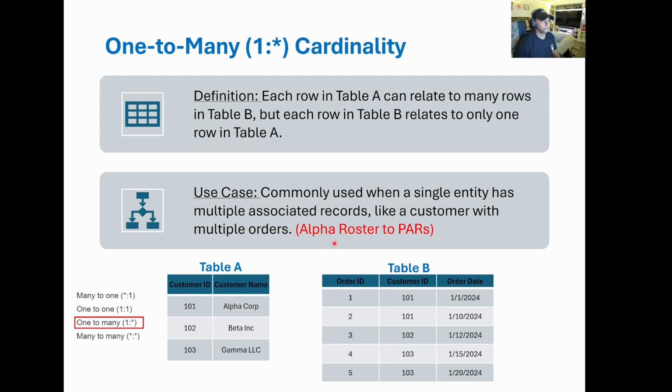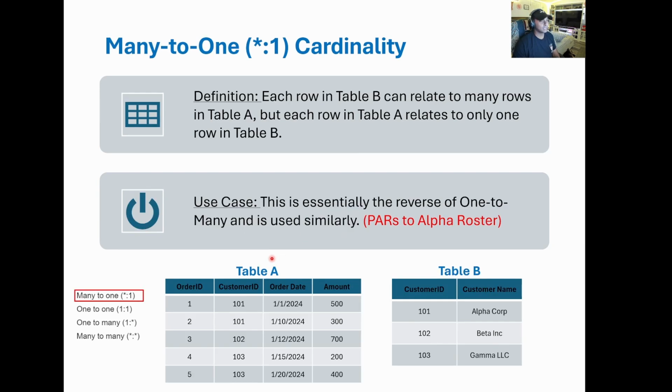The way we can use it within the HR realm is by taking the alpha roster, table A, and then seeing every PAR that's associated with a certain member. Now you can see everything that's in queue, in process, or completed for that one individual. Next up, you have many-to-one. This is the same exact process as the last one, but flipped. Now in table A, you have all your customer IDs that may be duplicated because you have numerous order dates and amounts, and table B is your unique value. So now we're looking at PARs to an alpha roster.